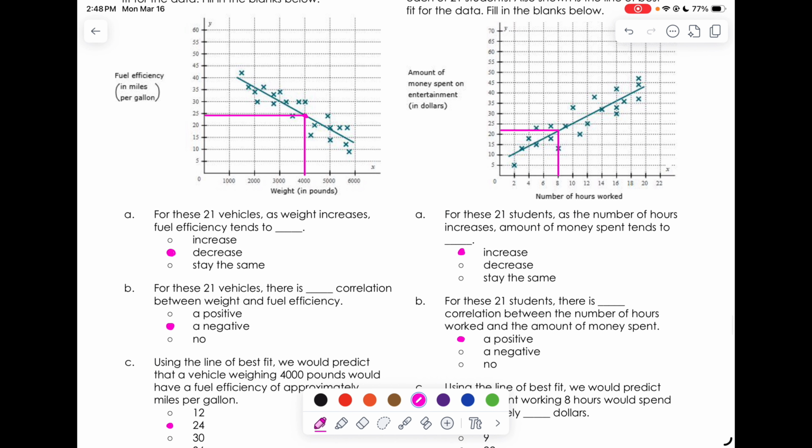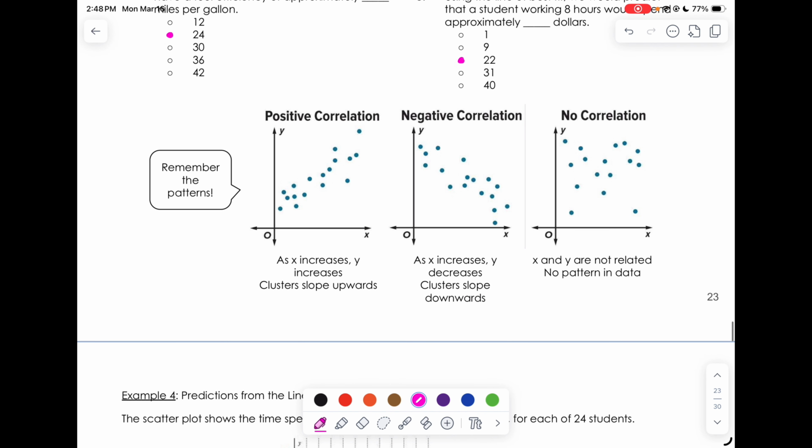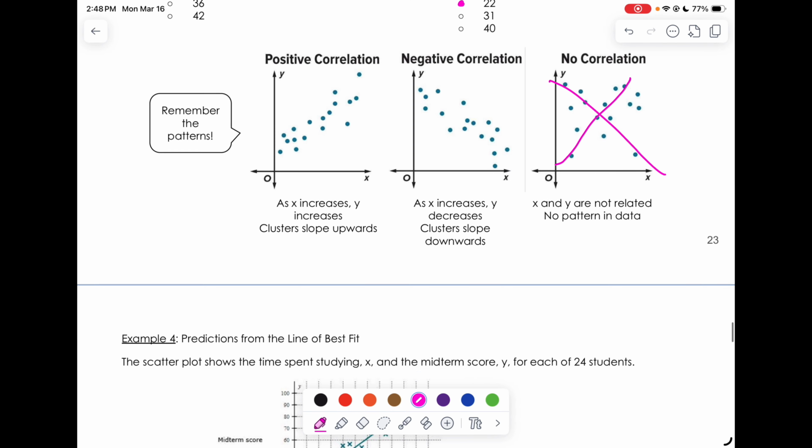So we had a negative correlation and then a positive correlation. So just remember those patterns. If it's going up, as our x increases, y also increases. If it's a negative correlation, as our x increases, the y decreases. And then if it's all over the place, you can't tell where to draw your line, then that's no correlation.